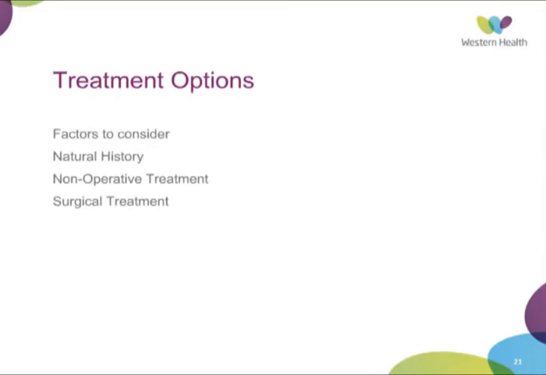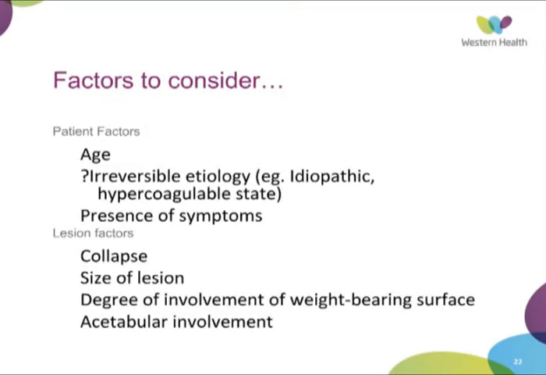So I think factors to consider, you can always think about this in regard to patient factors and then the lesion itself. Firstly, what is the patient's age, whether the etiology is irreversible or there is an offending agent such as corticosteroids or alcohol that can be addressed, and whether the patient has any symptoms. The lesion itself, using radiological markers in terms of whether there's collapse or pre-collapse, the size of the lesion, where exactly the lesion is, and whether there's corresponding acetabular involvement.